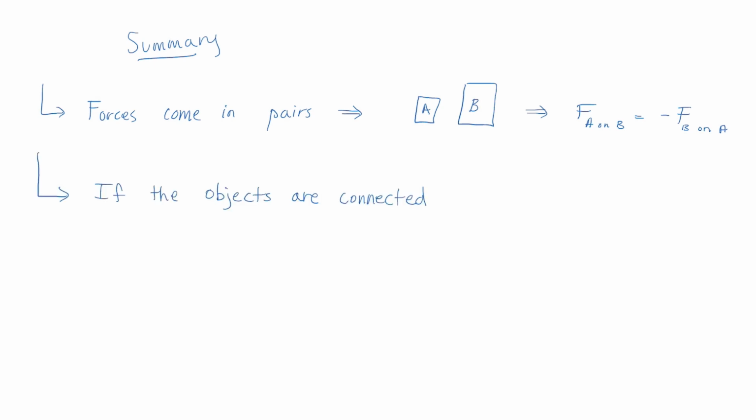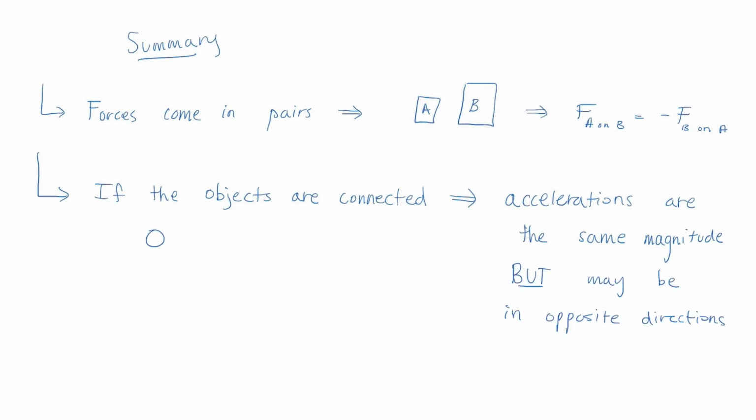Then we also learned that for objects that are connected, because they're moving together, their accelerations are going to have the same magnitude, but they may have opposite directions. And we saw that for our pulley question, where the acceleration of object A was equal to negative the acceleration of object B. They had the same magnitude, but opposite directions. And that's the end of this lesson on Newton's third law.